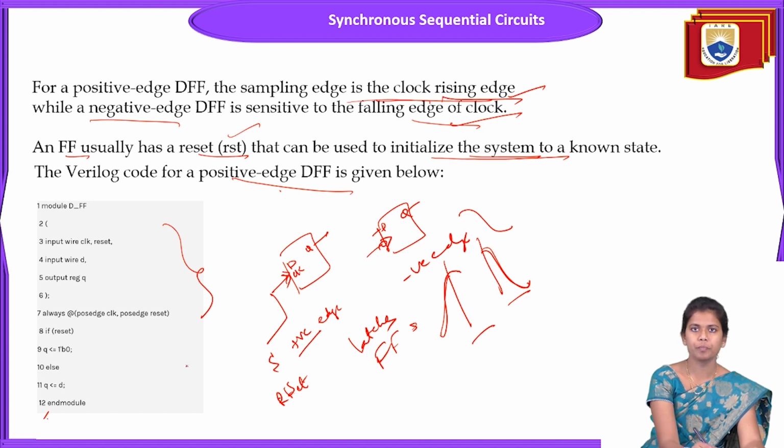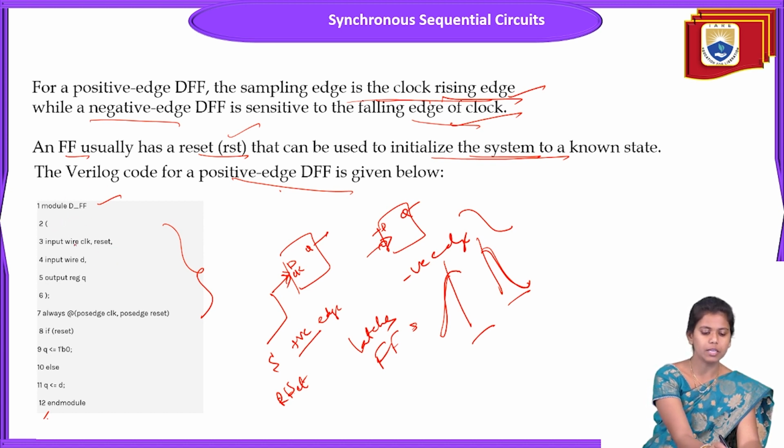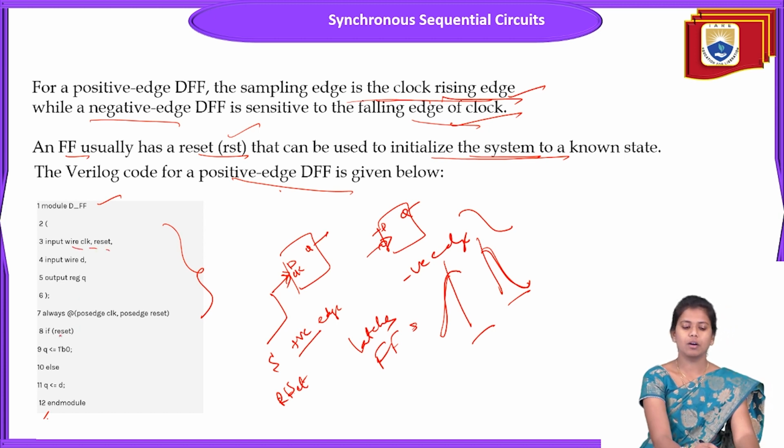So in this code, if you observe, this is 12 lines of code. The first one is about the representation. Module is a keyword that we have to represent, and D flip-flop is the name of the module that you are considering. The second one goes with the braces, and the third one is input, wire, clock, and reset.